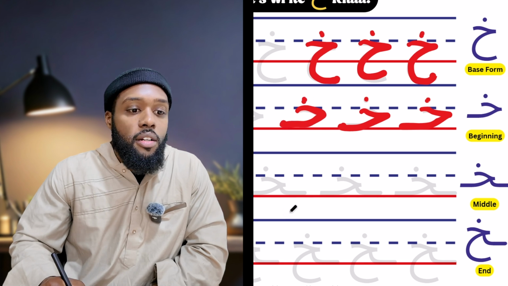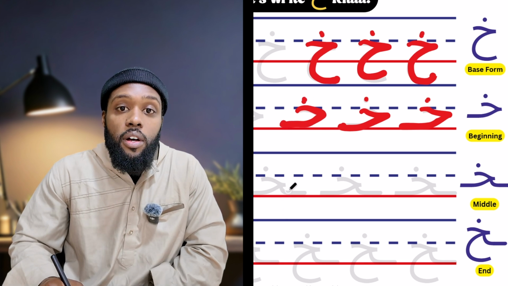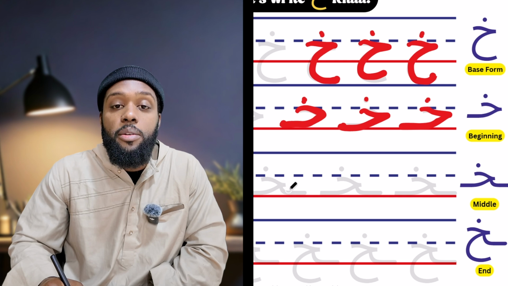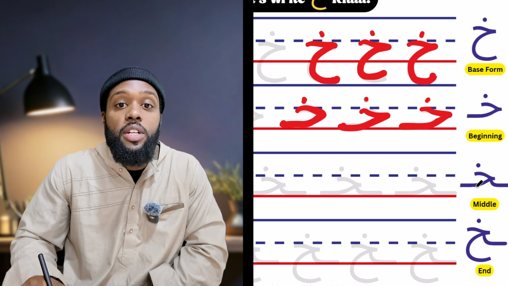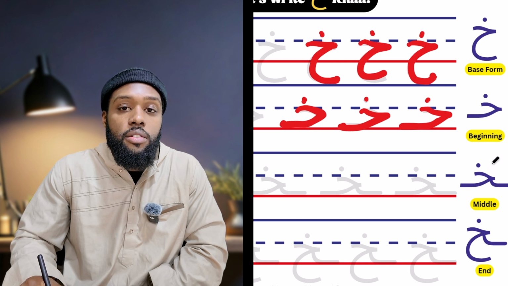And don't forget the dot above. So this is the Khaa in its initial form, right? When it's placed at the beginning of a word. In the middle of a word, right? When the Khaa is placed between 2 letters, it looks like this, right?